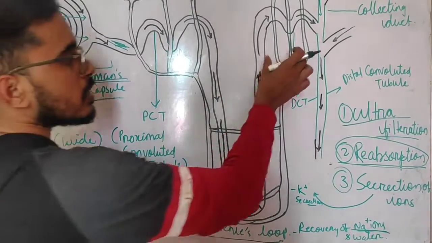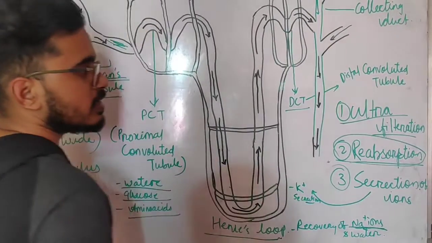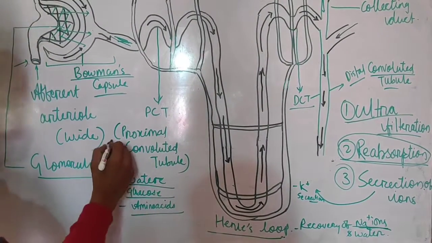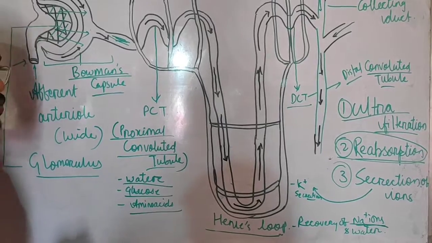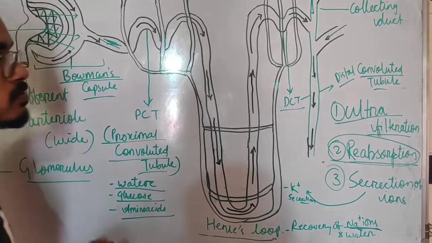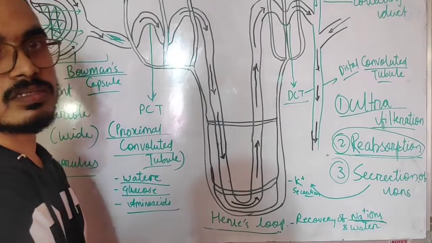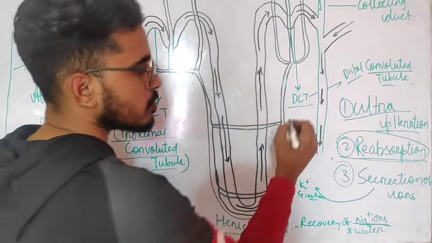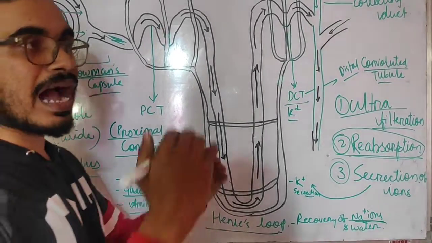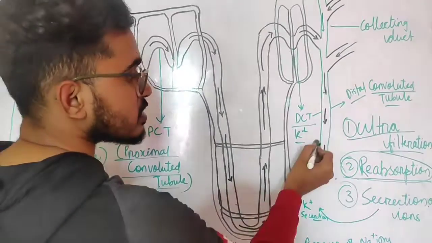Coming further, this part of the loop is called the DCT. DCT is nothing but distal convoluted tubule. PCT is nothing but proximal convoluted tubule. What is the role of DCT? DCT basically secretes the potassium ions to maintain the ionic flow in the waste.